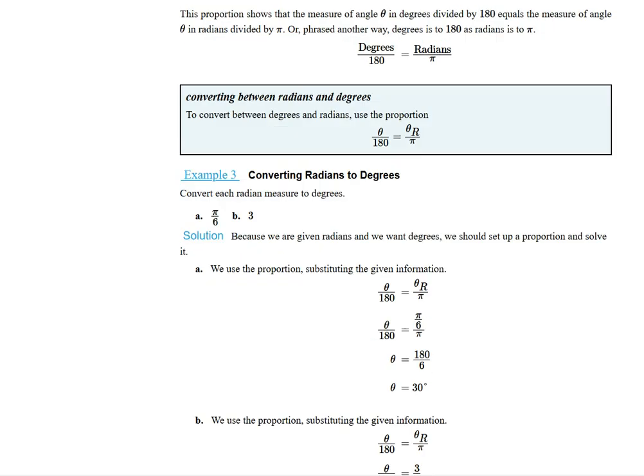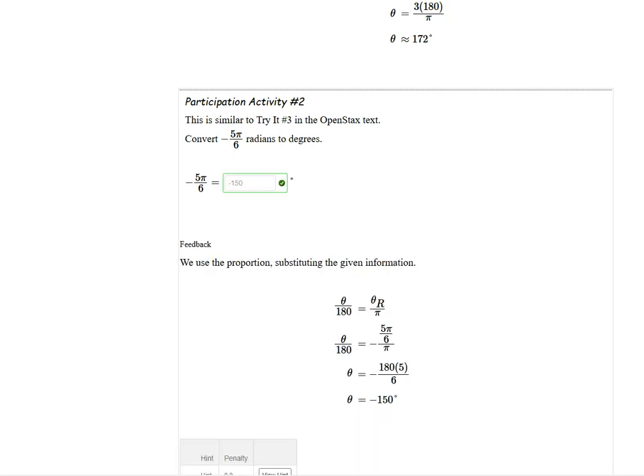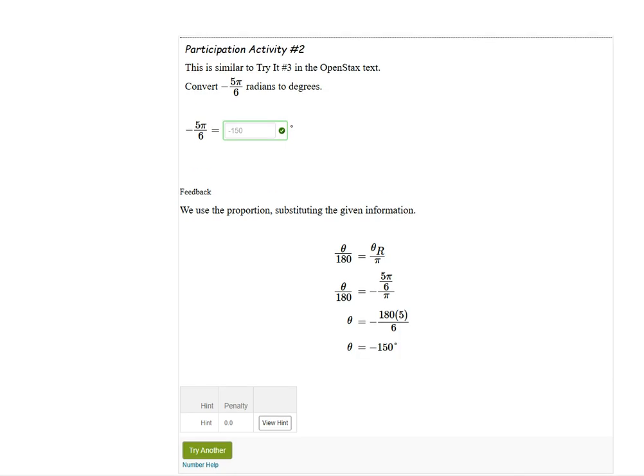And I'm going to jump back to, here it is, -150 degrees. Oh, they've got the little degree symbol right there. How did I do? Ta-da! And of course you can see they're doing all this proportion stuff, but why? I don't know.